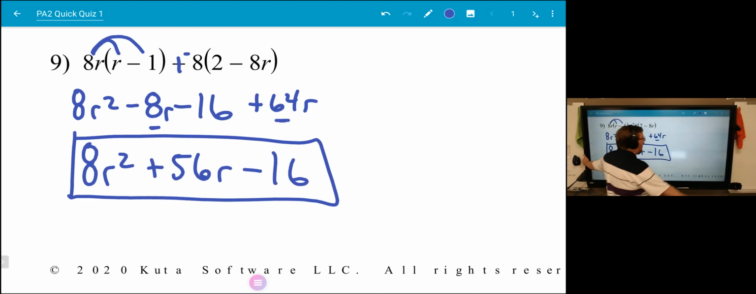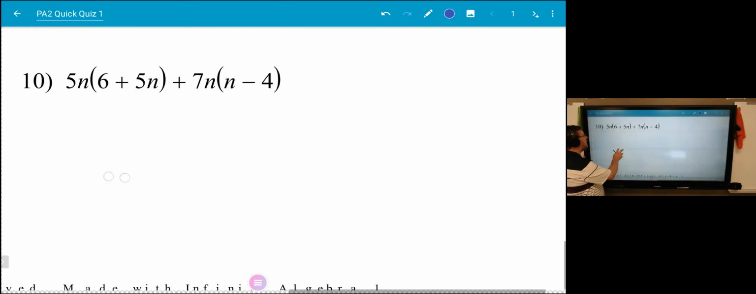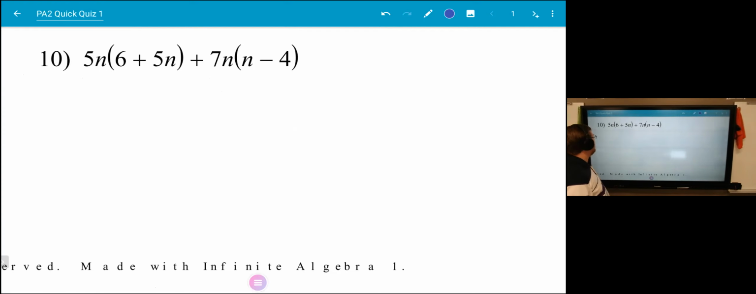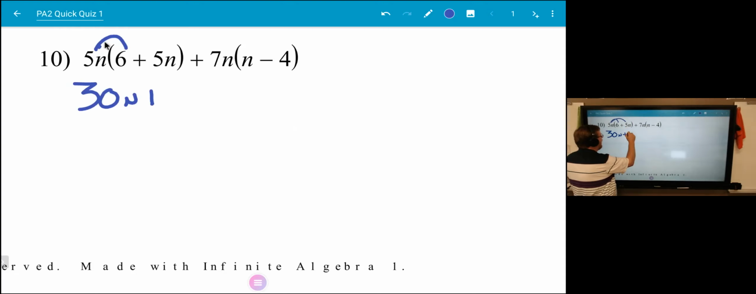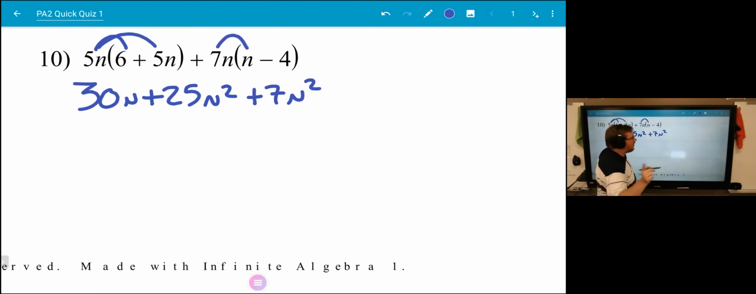Okay, last one here. Number 10. Ooh, lots of distribution here. 5n times 6. Well, at this point, we're getting pretty good here. Whoa. 30n plus 25n squared. Okay. 7n times n, so plus 7n squared. Oh, 2 n squareds. We're going to have to do something with those. Then 7n times negative 4, minus 28n.